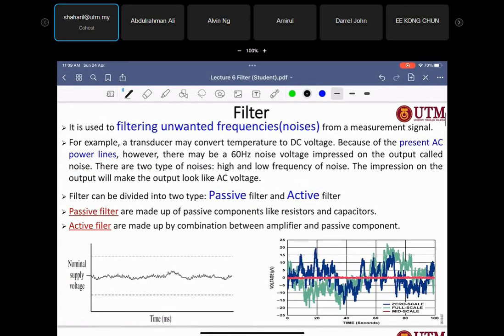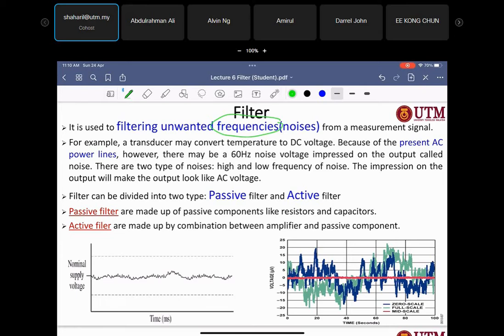Filter is used to filter out the unwanted frequency, so we call it noise, from a measurement signal. Okay. For example, a transducer may convert temperature to DC voltage, and because of the presence of AC, that means alternating current, and DC means direct current, because of the presence of the AC power line, there will be 60 hertz noise voltage impressed on the output that we call the noise.